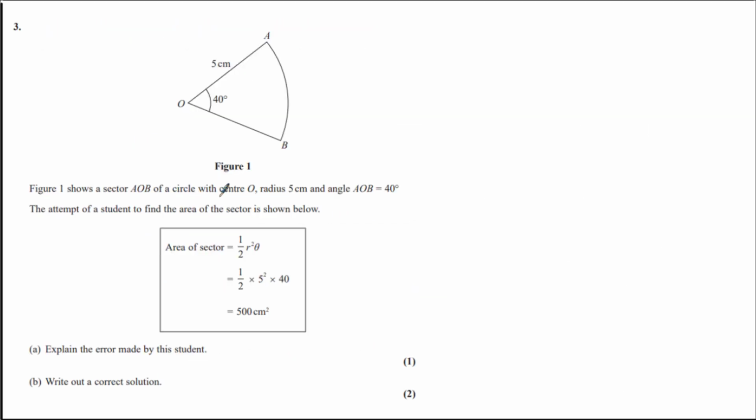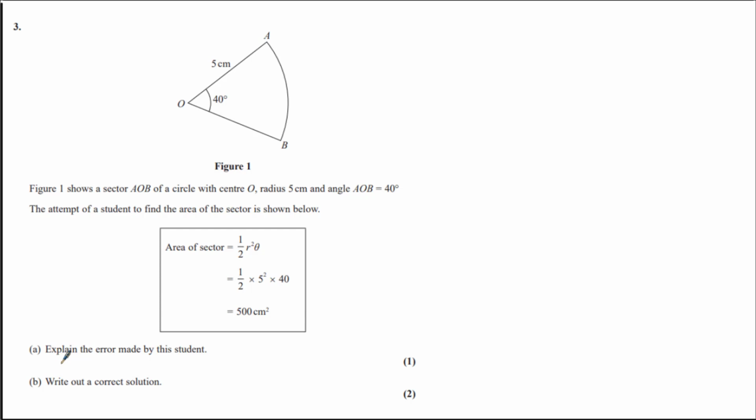On to question 3. So we're given figure 1 here, which shows a sector AOB of a circle with center O. It's got a radius of 5 centimeters and an angle AOB equal to 40 degrees. The attempt of the student to find the area of the sector is shown below.